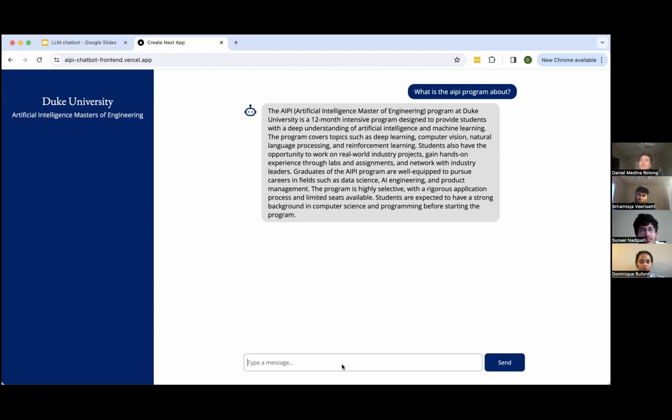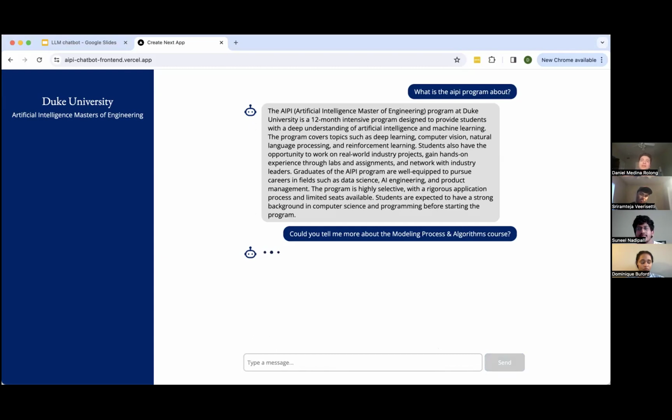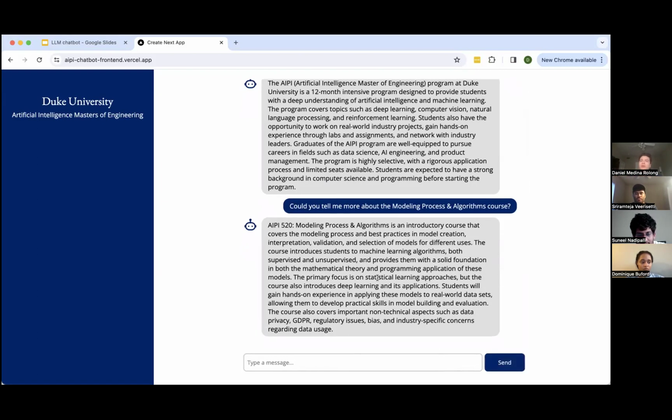Let's try a different question, maybe a little bit more specific. Could you tell me more about the modeling process and algorithms course? And again, it's doing its whole thing on the back end. We have this cool robot icon with the loading dots to make it a better user experience. So we should be receiving a response soon. So here we go. It's talking about the modeling process and algorithms course, talks about what it is. And I think it's a pretty accurate description. So did a pretty good job there.